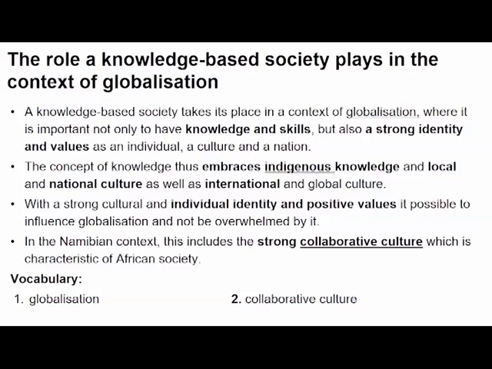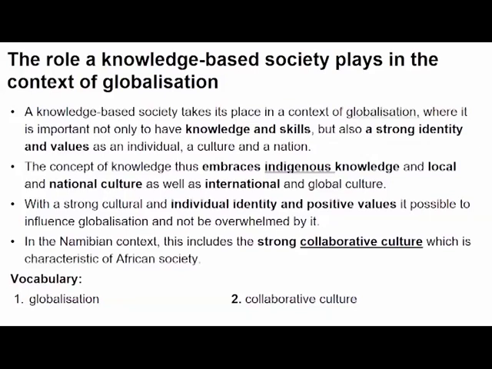Our next topic is the role that a knowledge-based society plays in the context of globalization. Now, if we have a look, we see that a knowledge-based society takes its place in a context of globalization, where it's important to not only have knowledge and skills, but also to have a strong identity and values as an individual, a culture, and a nation.